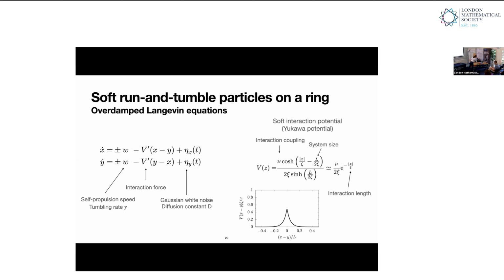The choice that we make for this potential is really important, because in this problem we want to calculate everything exactly or in closed form. So not every potential is going to work. We choose a Yukawa potential. If we take the limit of a very large system size, this Yukawa potential on the ring can be approximated as this exponentially decaying function. That's just a picture of this potential.